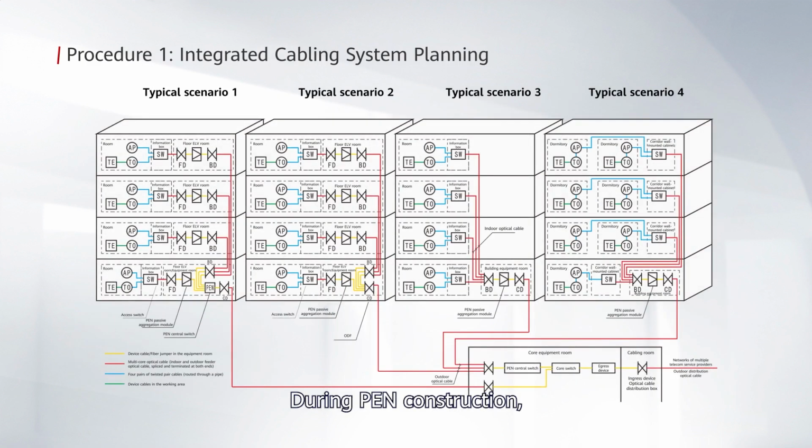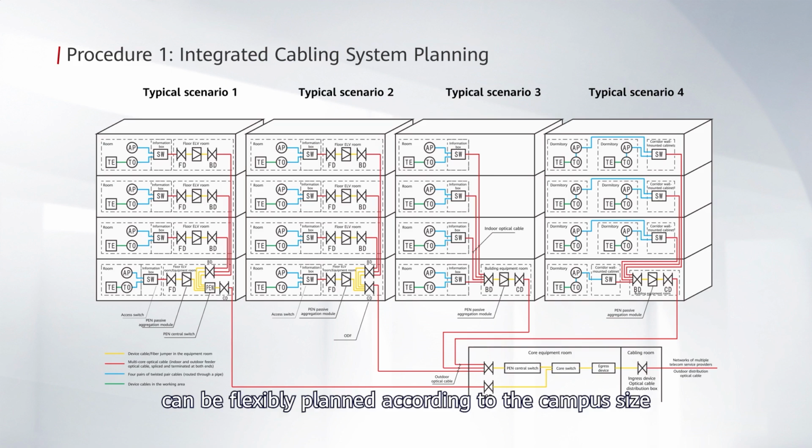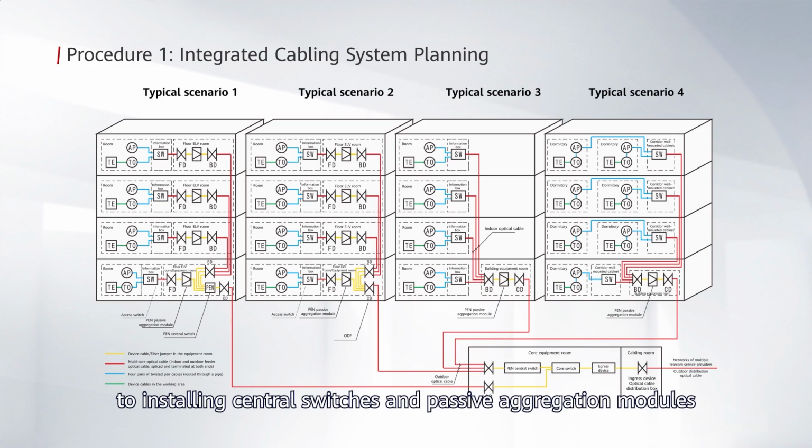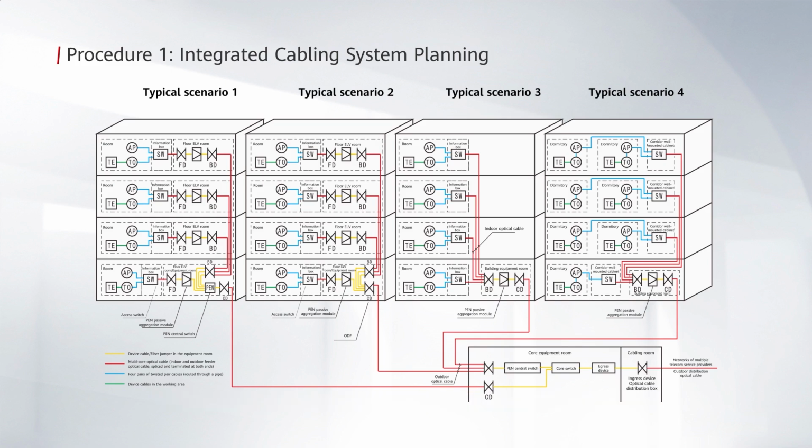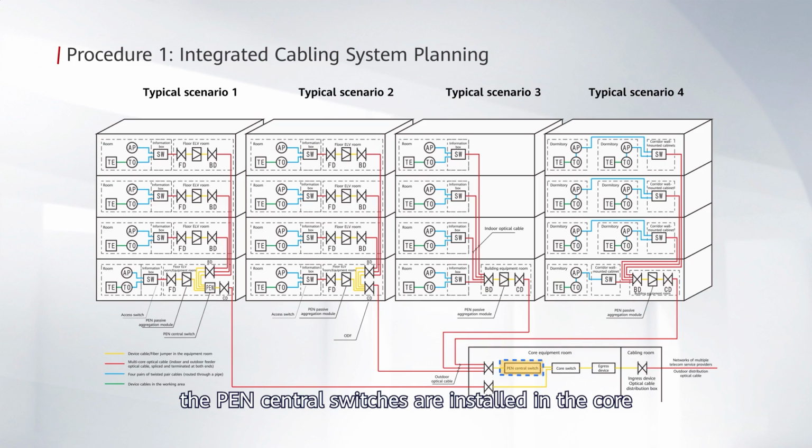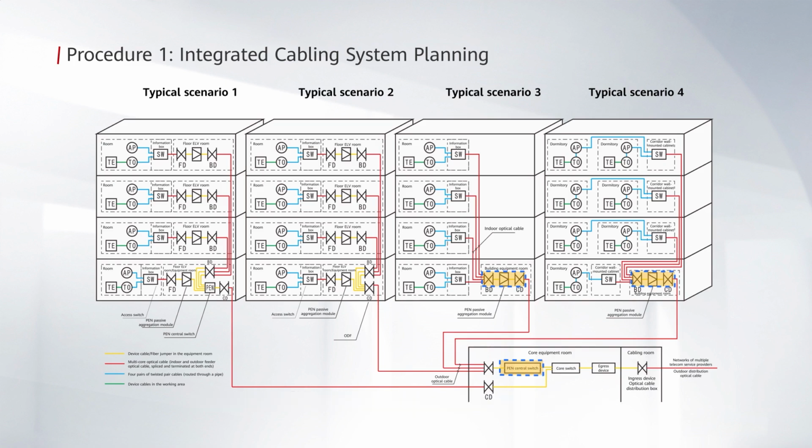During PAN construction, the quantity and installation location of modules can be flexibly planned according to the campus size and the number of access devices. Adopting a more centralized approach to installing central switches and passive aggregation modules results in higher port utilization and lower device costs. As shown in typical scenarios 3 and 4, the PAN central switches are installed in the core equipment room, and the PAN passive aggregation modules are installed in the building equipment room, eliminating the need for floor ELV rooms.